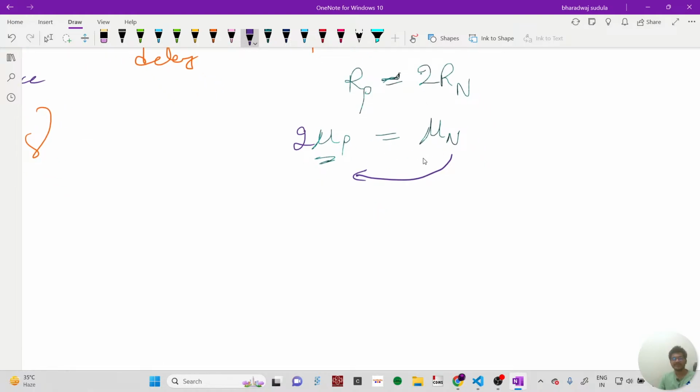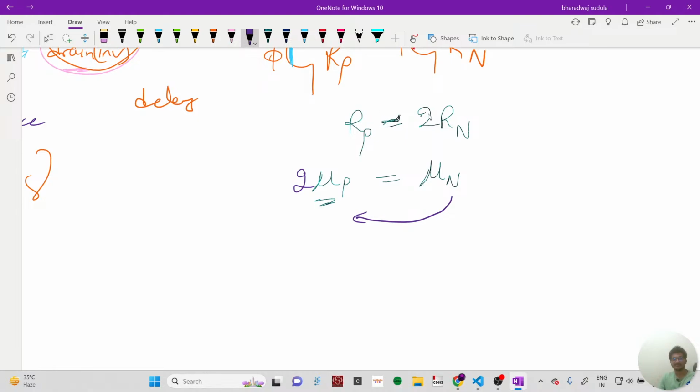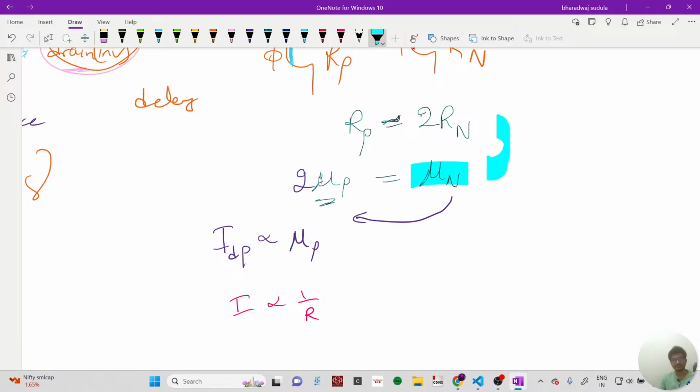So how did we find this resistance? Simple: the drain current of PMOS is proportional to the mobility of PMOS, and from Ohm's law, current is inversely proportional to resistance. So we can say that if the mobility of electrons is double that of holes, then the resistance of PMOS has to be double the resistance of NMOS, right?